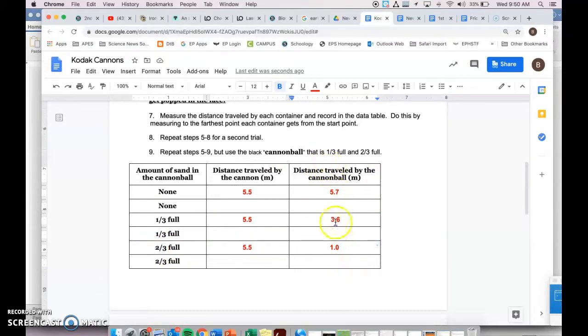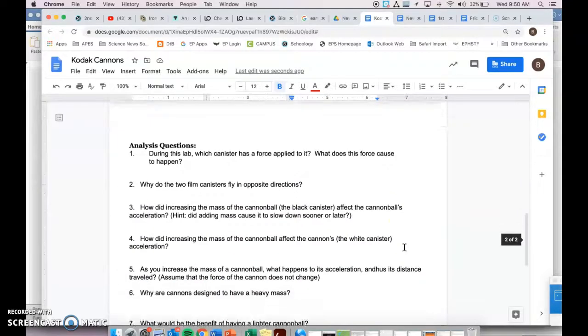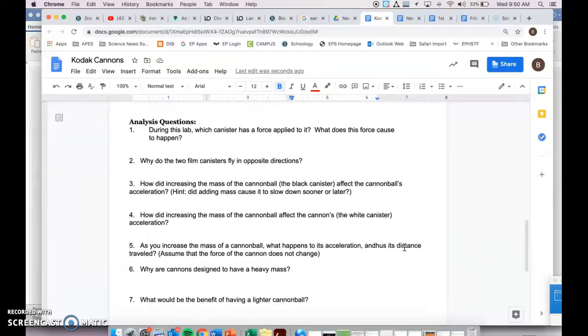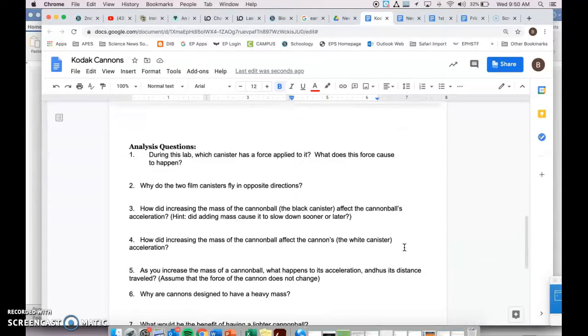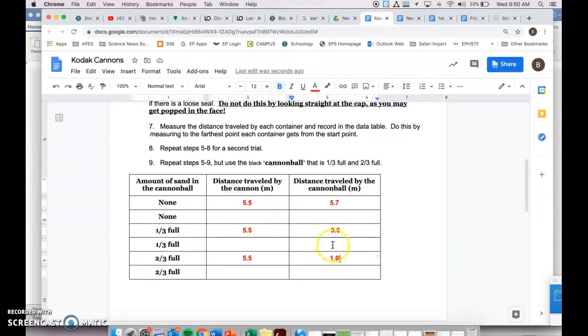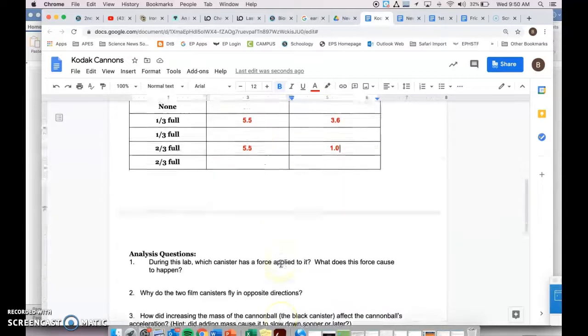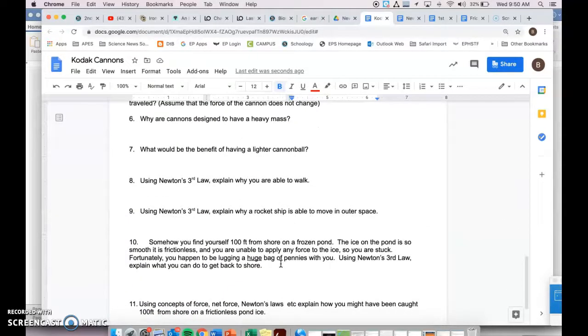So you can see that as you increase the mass on the cannonball, it travels less because of that inverse relationship between mass and acceleration. And then the cannon, same mass, same force each time, so you get the same acceleration, and therefore you get the same distance. So that is our data. And what you get to do right now is work on these analysis questions. This is when it refers to the data. This is what you refer to. And there you go.